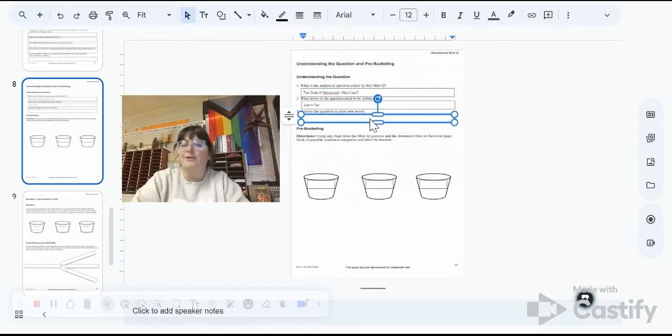Now we're going to rewrite our question in your own words. You can be close to this. You can use this word for word. That's okay. This is the beginning of our writing process, and it's going to be a little bit more intense at first. So we're going to look at the Code of Hammurabi. Was it fair?